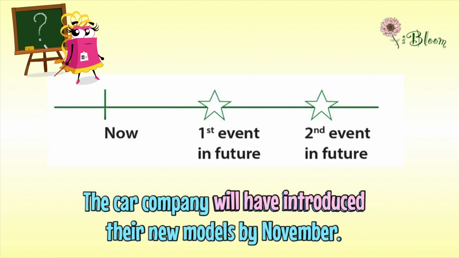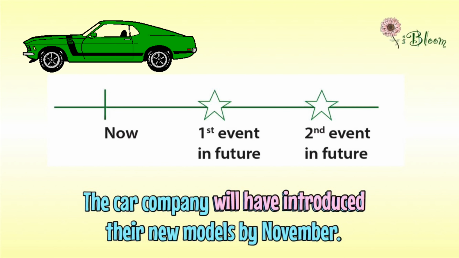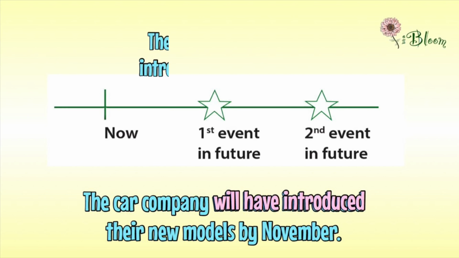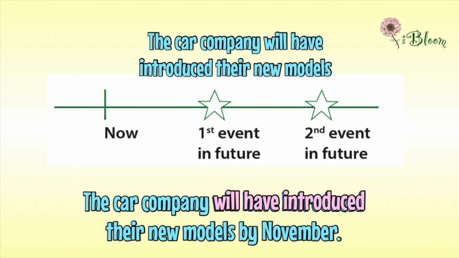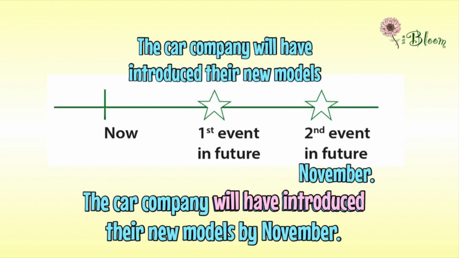Let's have a look at the second sentence. Can you do the same? Can you apply this sentence on the timeline? The car company will have introduced their new models by November. Which will happen first in the future and which will happen next? Yes. First event is the car company will have introduced their new models. Second event is November. Remember, we said by November means before November.